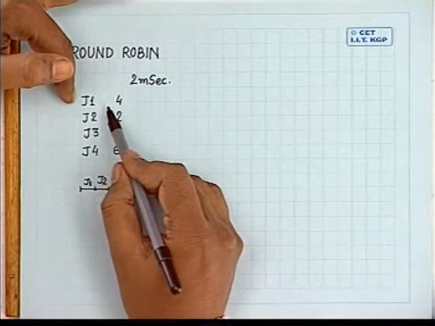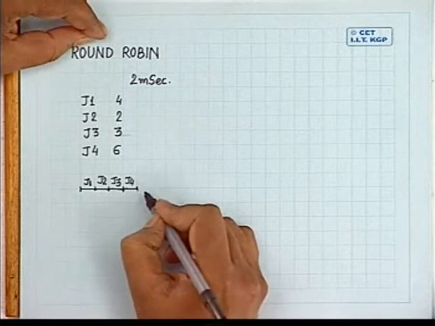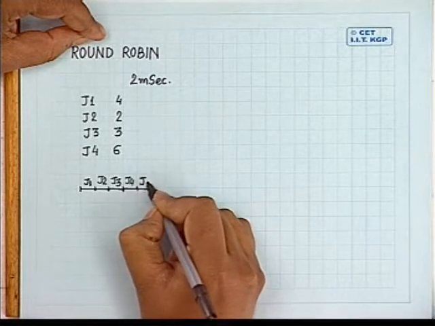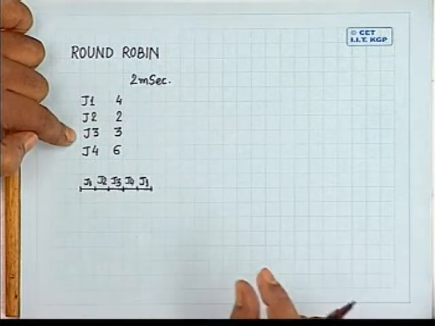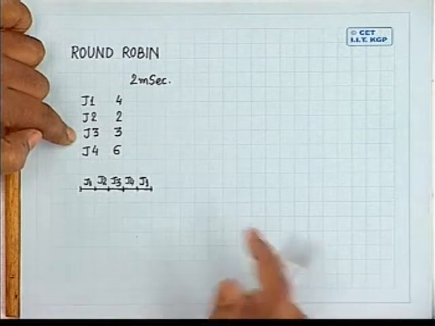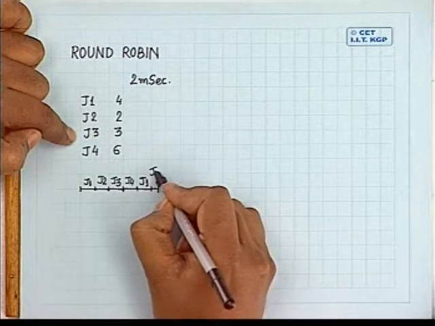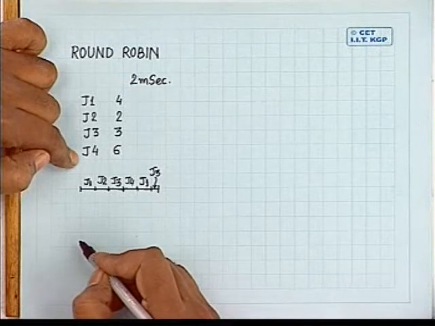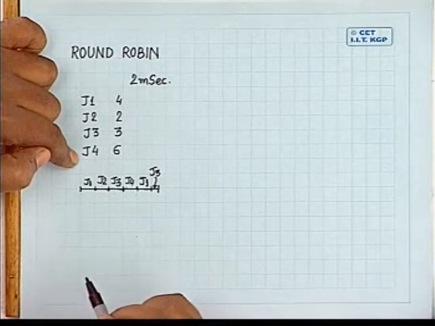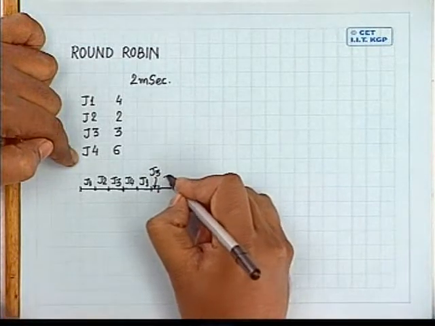So after job J4 has completed one time quanta, I come back to job J1, because this is moving in a circular direction. Job J1 is waiting for its remaining CPU burst of one time quanta, so job J1 will be completed. Then comes job J3, which is waiting for a remaining CPU burst of 1 millisecond, because out of 3 milliseconds, 2 milliseconds is already complete. So job J3 will be executed for 1 millisecond, and after that job J4 will be taken up for execution, with a remaining CPU burst time of 4 milliseconds.